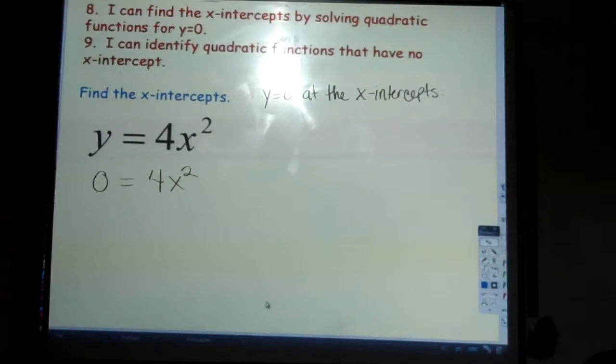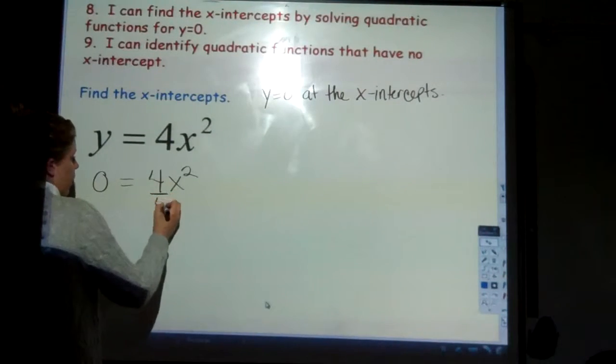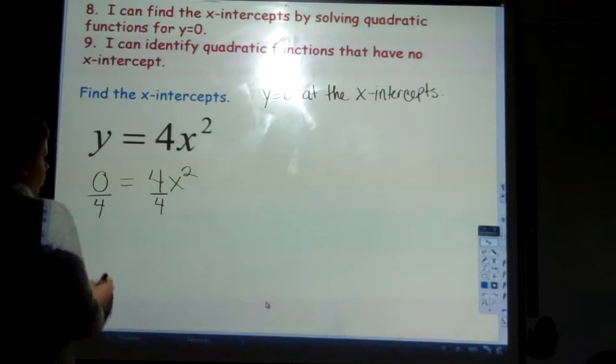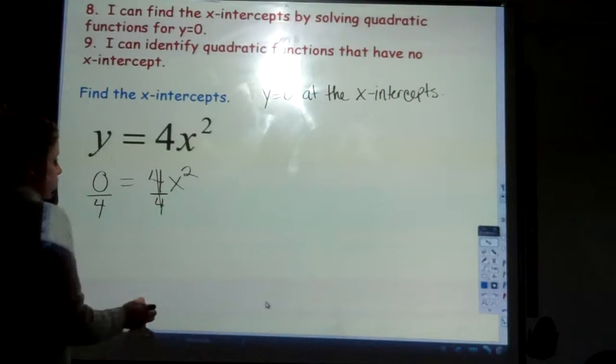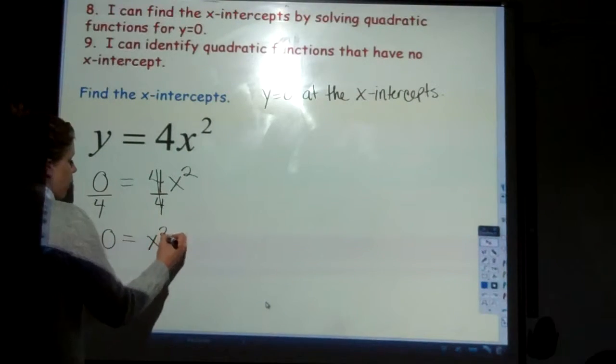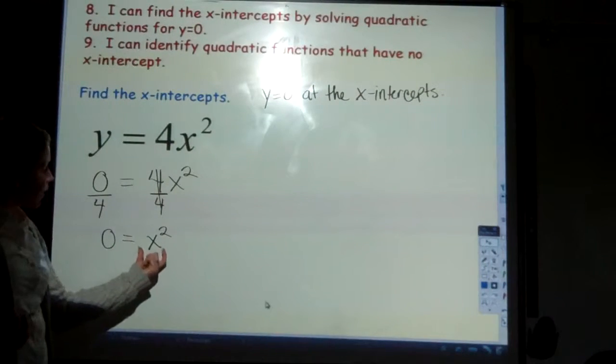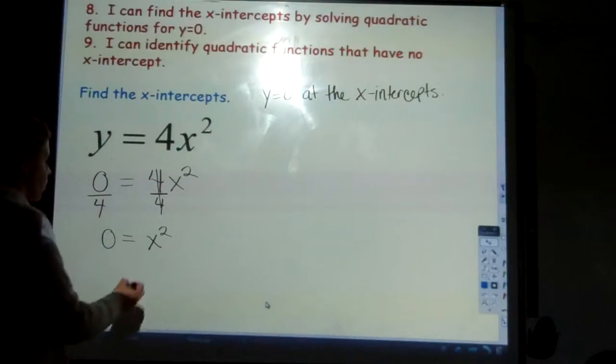And now what we're going to do next is solve this equation just like we did on the first slide. The first step would be to isolate the x squared by dividing by 4 on both sides. 4 over 4 cancels out because it's 1. 0 divided by 4 is 0 equals x squared. Now, we go ahead and get the x by itself without the squared, we take the square root.